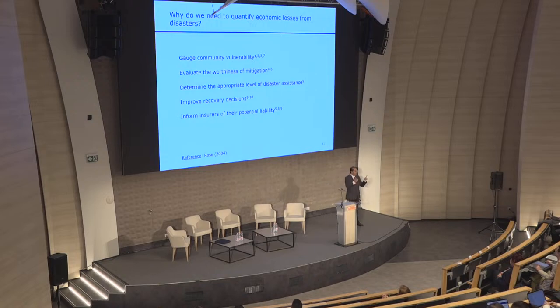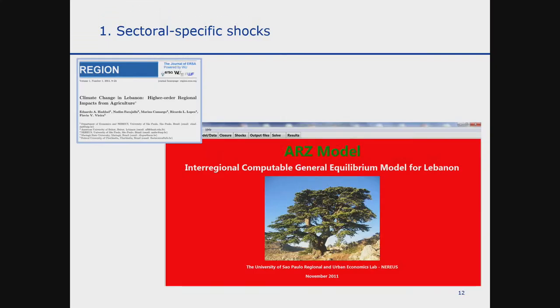We also have to think about recovery after the disaster. So our modeling exercises are going to help improve the recovery decisions. And finally, at the end, we go to the private markets, so that we can inform insurers of their potential liability. So the first example I have here, 10 quick applications for you, is that we have to think about this information coming from the physical models to the economic models in terms of an integration. And usually it's sectoral and regionally specific shocks that we think about.